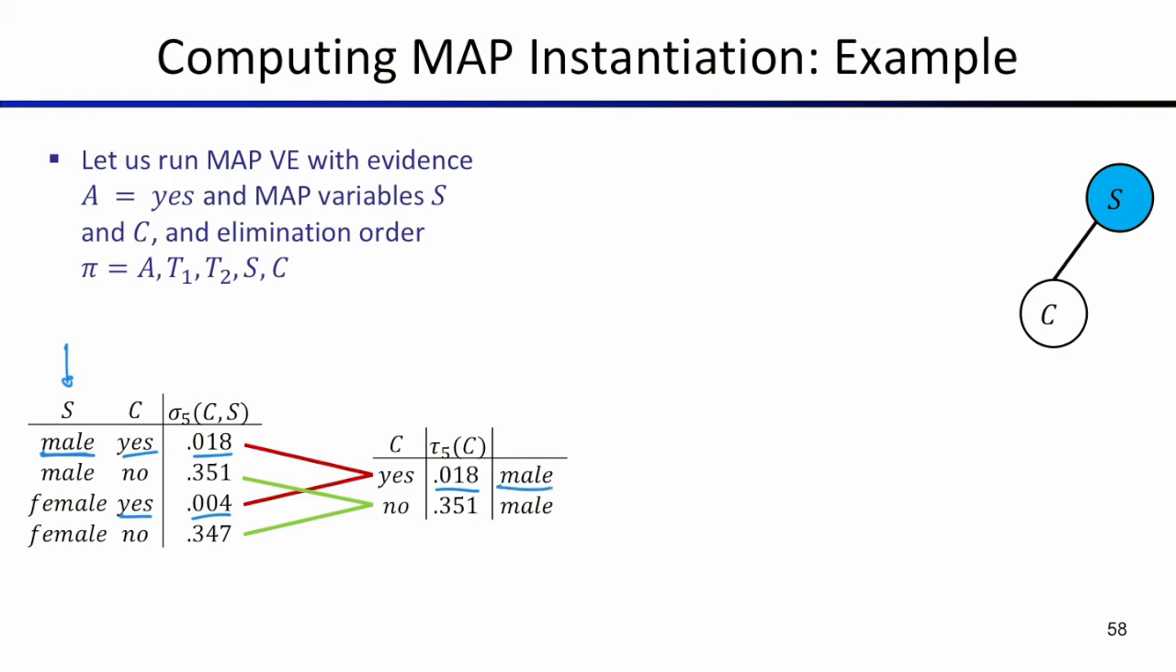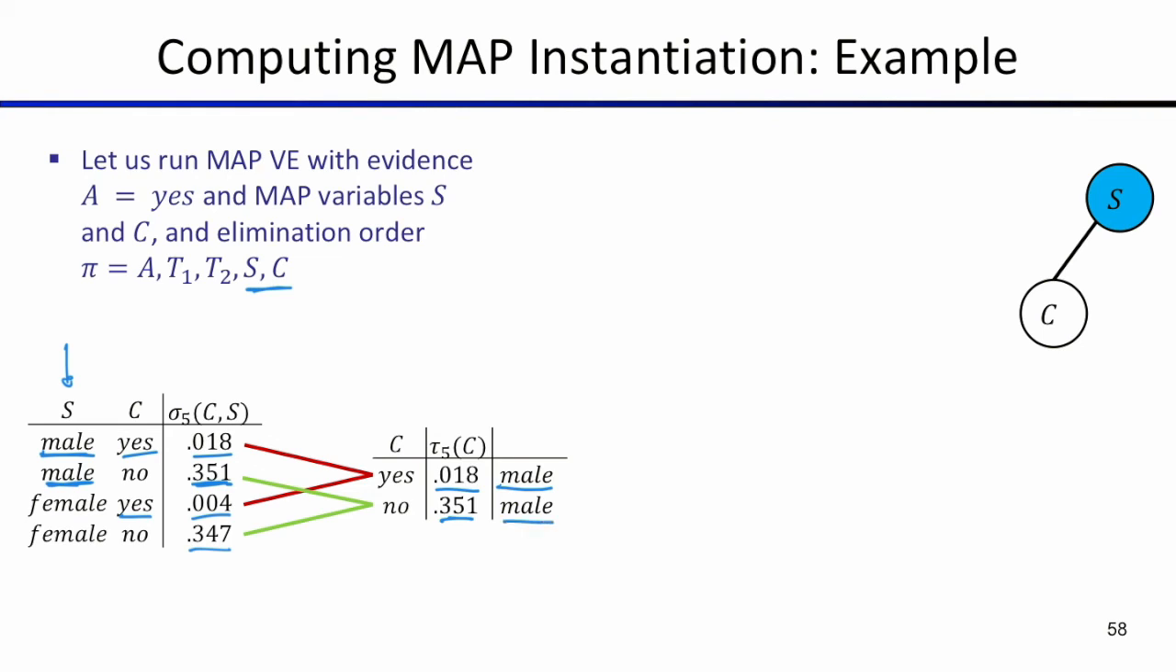Remember that when we are doing this for the MPE, we have these very long assignments because every variable that was not evidence was part of the query. But now, because only S and C are part of the query, the MAP variables, I will have a smaller assignment just for these two variables. And we're also going to compare this guy here with this guy. This is the largest one, so we copy it here, and also the male, that is the assignment for the sex, is going to be here, right?